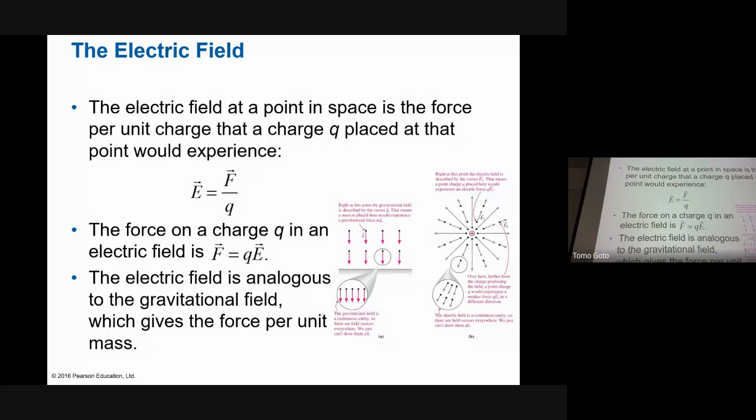So if you have a plus charge here, and then you put a unit charge here, you feel this kind of force, right? So if you put plus, then you feel the repelling force, right, in the direction away from this charge.